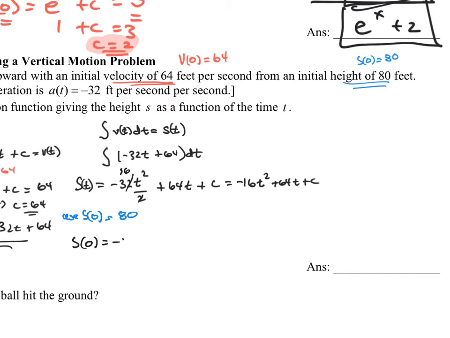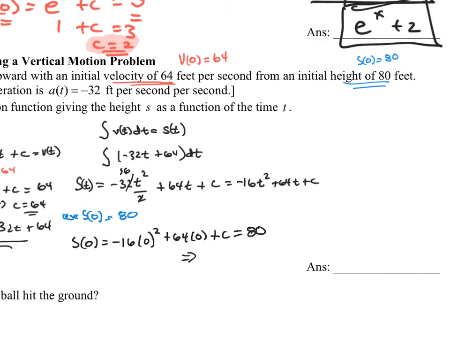So this would be negative 16 times t. I'm plugging in the initial condition, so that's a 0 squared, plus 64 times 0 plus c, and that has to equal 80. When I plug in 0, I have to get 80.